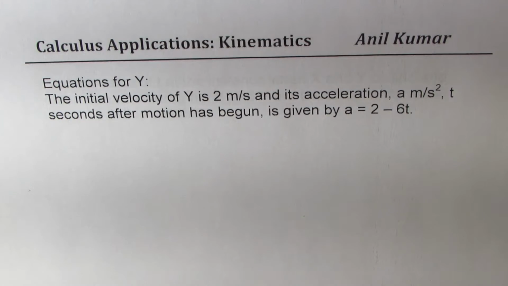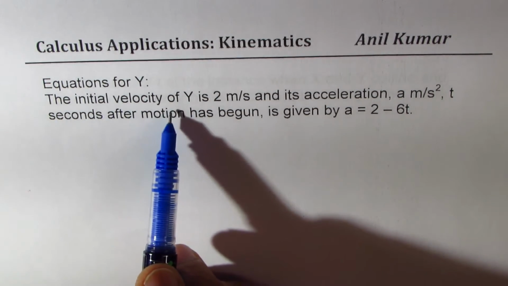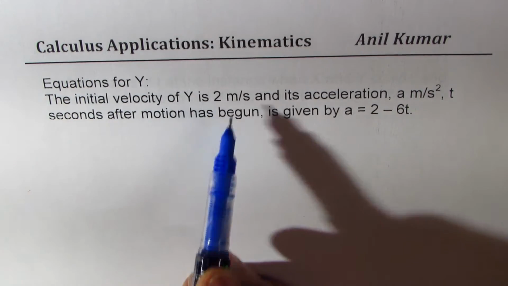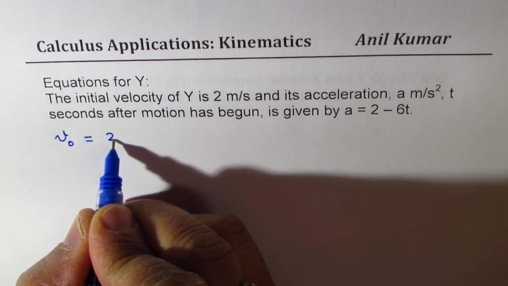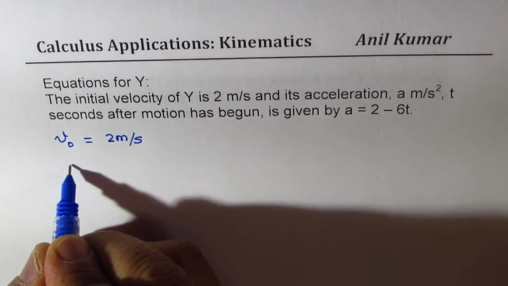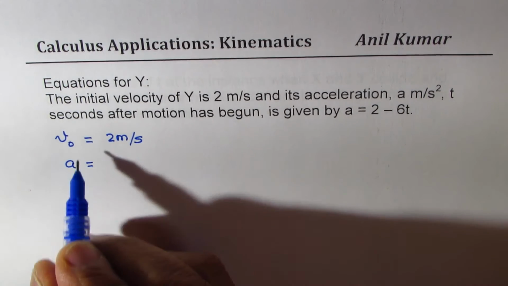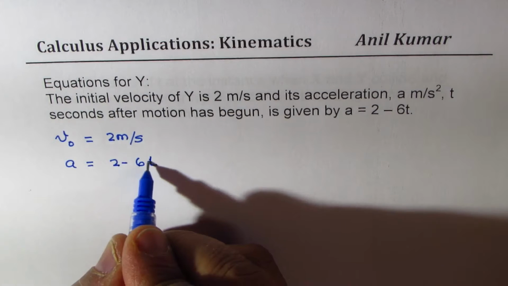So we'll try to figure out the equation for y. The initial condition of y is 2 meters per second. That is the velocity, so we'll write v0 is 2 meters per second. And its acceleration a is equal to 2 minus 6t.